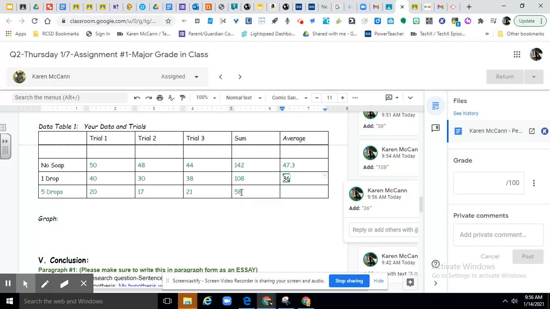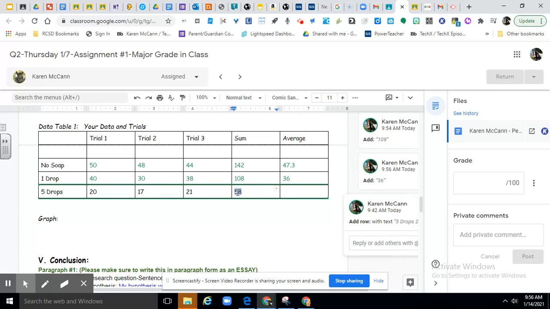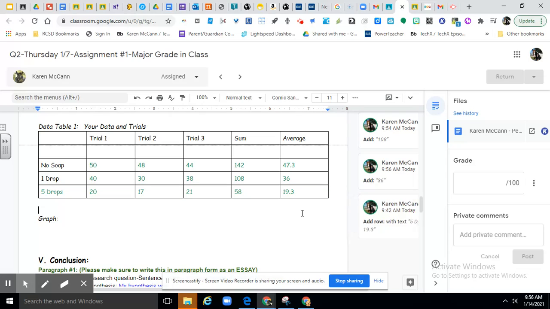Okay. Last, I'm going to figure out the average of this number. So I'm going to put 58 into my computer after I press clear and divide that by 3. This number is 19.333. So I'm going to do 19.3 as my average.